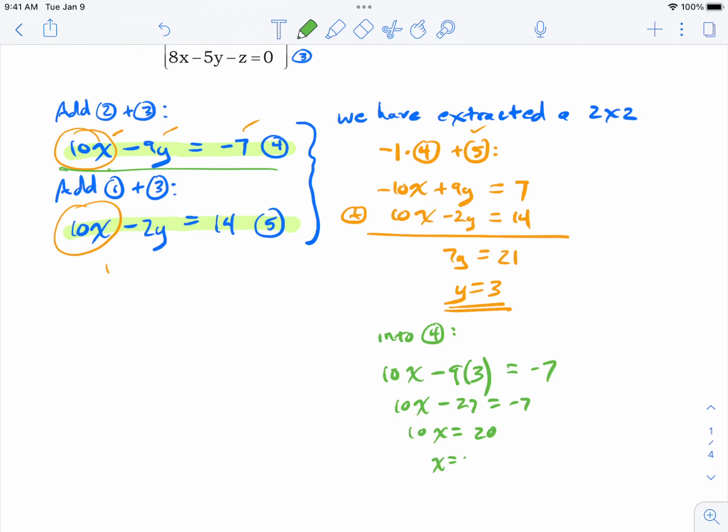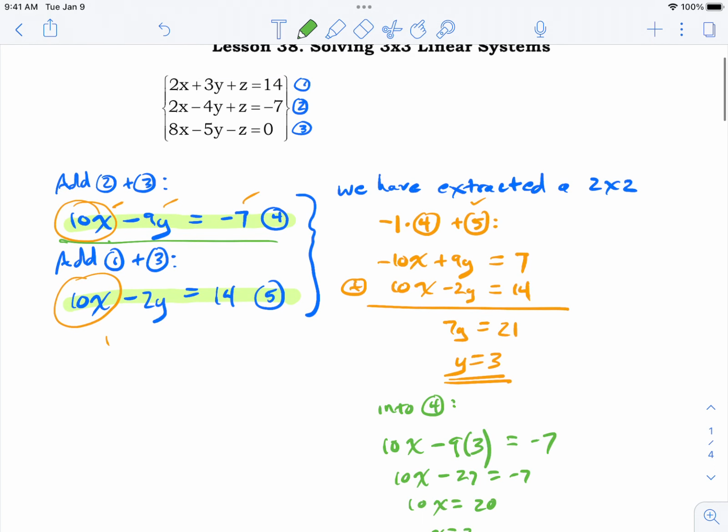Divide both sides by 10. I've got x equals 2. Look at that. X equals 2. Y equals 3. I'm almost done. Now, don't forget, we've got to solve for x, y, and z. Right? It's 3 equations, 3 unknowns.